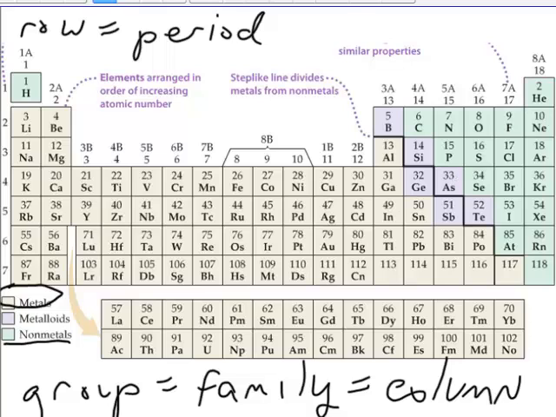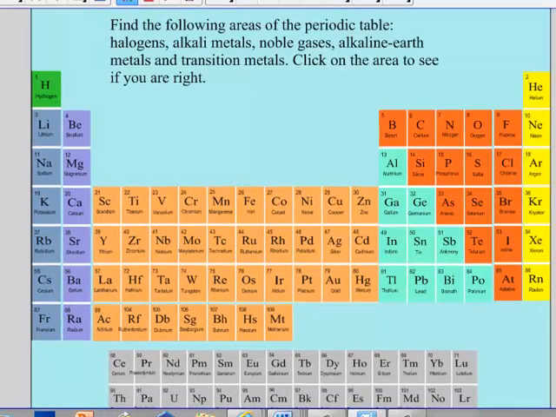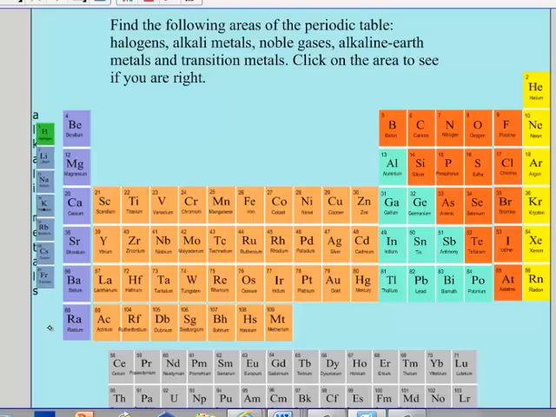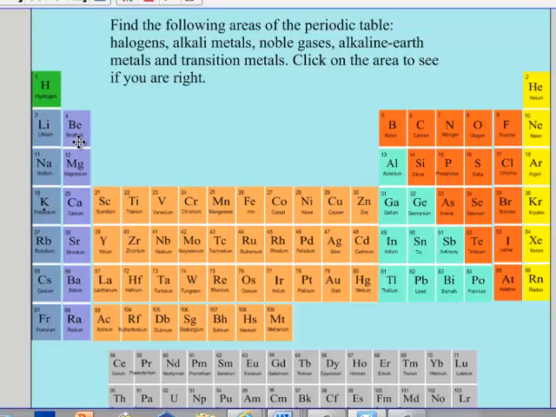Okay, now, here's another picture of the periodic table. What we are going to talk about now is some areas of the periodic table that have names to them. The first column on the periodic table is actually called the alkali metals, A-L-K-A-L-I, metals. That's the first column. The second column on the periodic table, those are called alkaline earth metals. Don't get those mixed up.